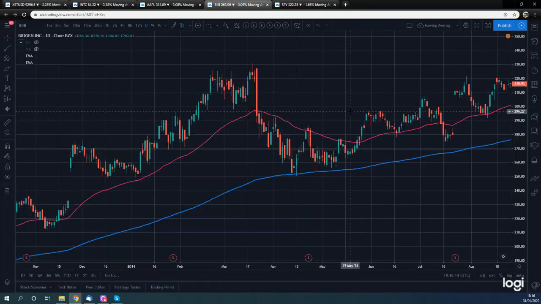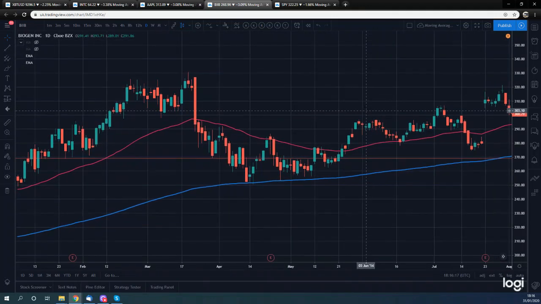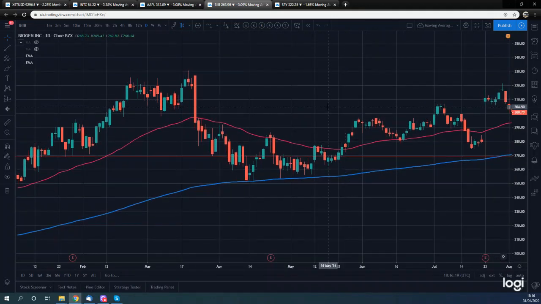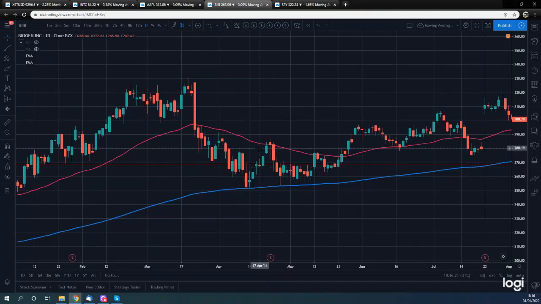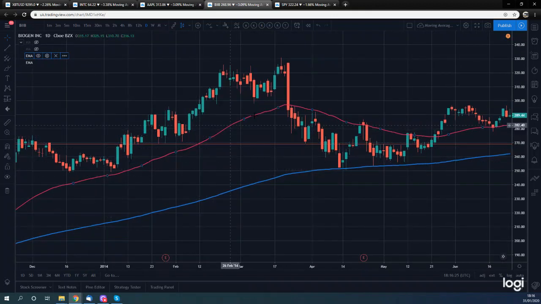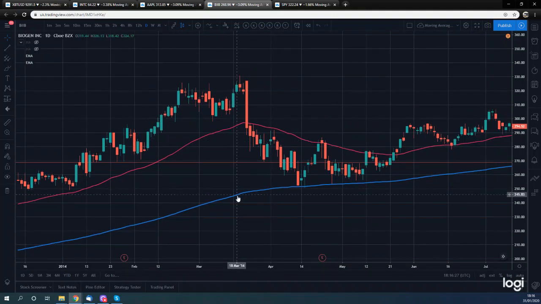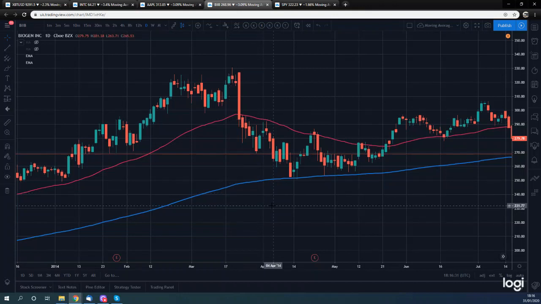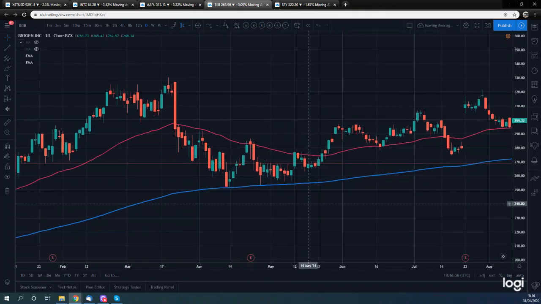So what we're looking at here is Biogen. I'm just using this for illustration purposes. So you can see the 50 period. This is the 50 period moving average, and this is the 200 day. We're on a daily chart. So this is the 50 day exponential moving average, and this is the 200 day exponential moving average.